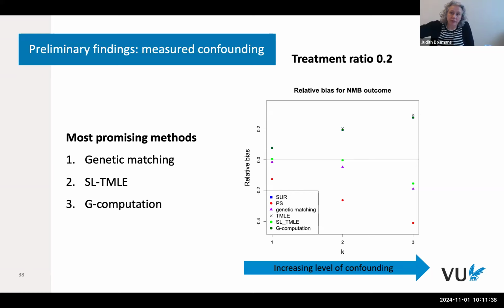And this was for a treatment ratio of 0.2, so 20% of the patients or participants in this data set received the intervention treatment, but we saw the same picture for higher treatment ratios.